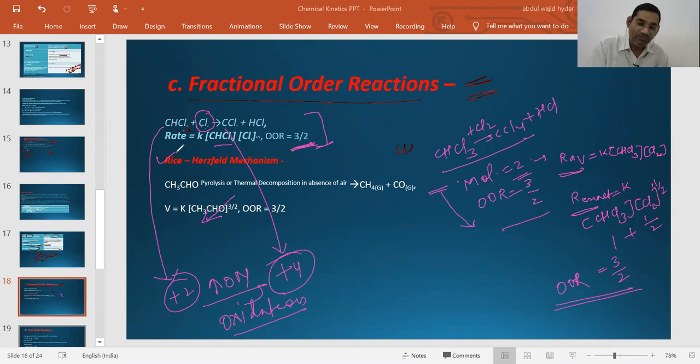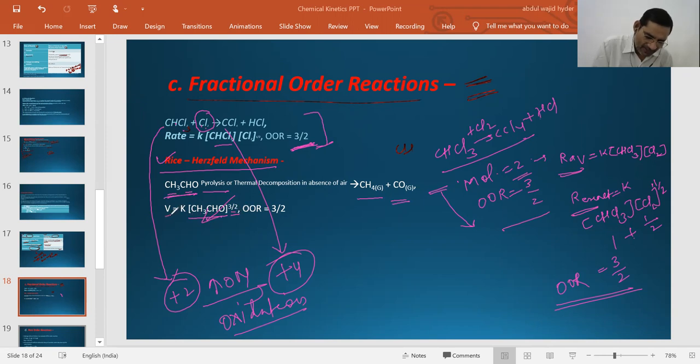Now, the second example for this fractional order reaction is the pyrolysis or thermal decomposition of acetaldehyde. On pyrolysis of acetaldehyde, you will get CH4 and CO, both in gaseous form. This mechanism was given by Rice-Herzfeld, according to which the concentration of acetaldehyde must be 3/2.